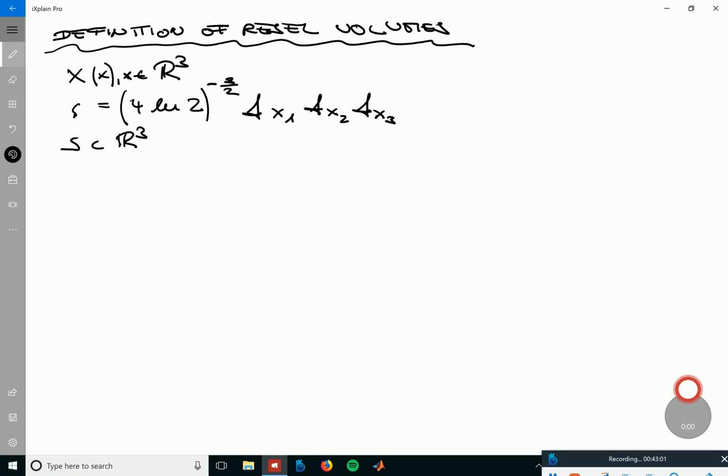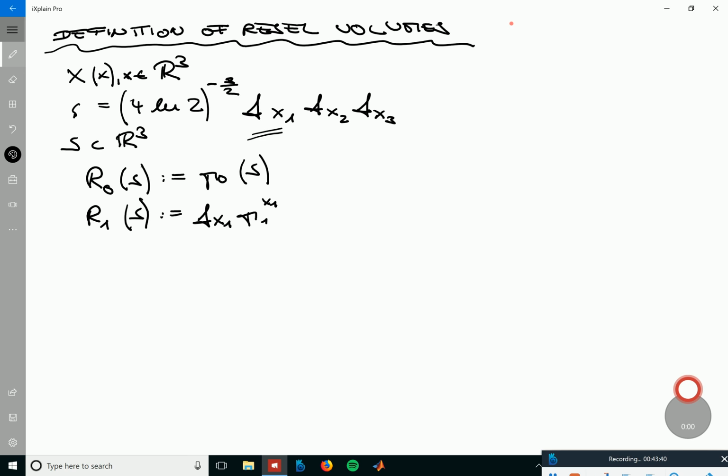And then let S be a subset of the domain of this field, so the 3-dimensional domain. And then the Resel volumes of S. So the Resel volumes of S are defined as follows. The zero-order Resel volume of S is the zero-order intrinsic volume of S. That's the Euler characteristic, and we will see that. Now, the first order Resel volume of S is essentially the smoothness adjusted intrinsic volume of first order of S. So it's as simple as multiplying this smoothness parameter with its intrinsic volume contribution, and doing this for all of them.